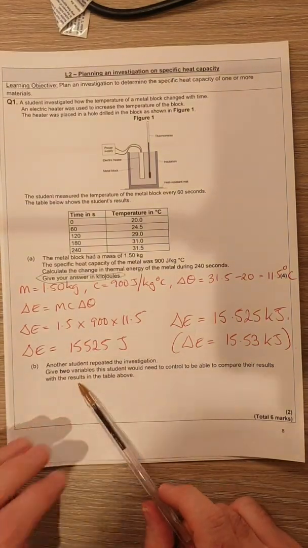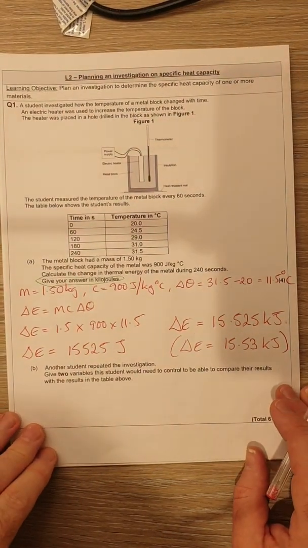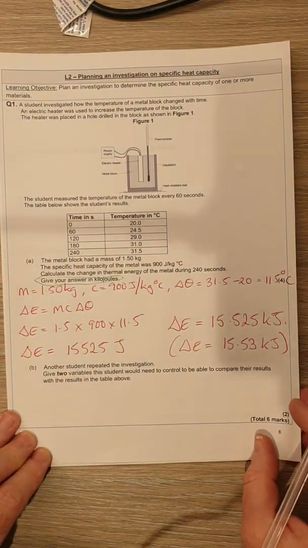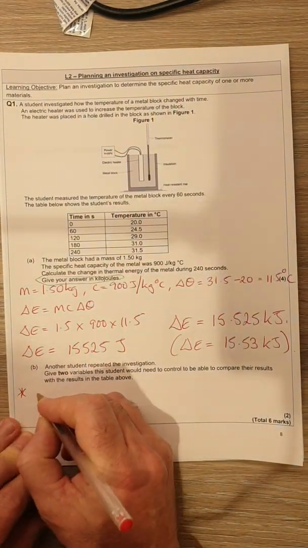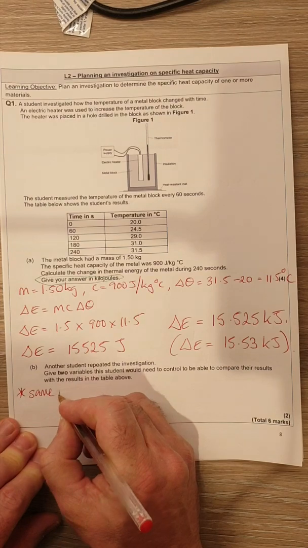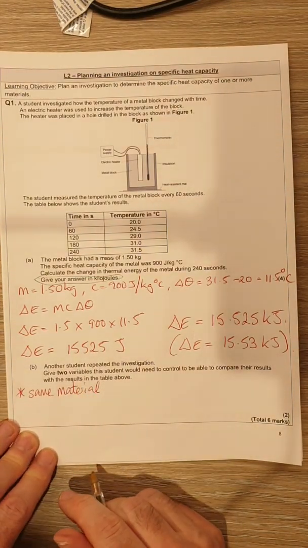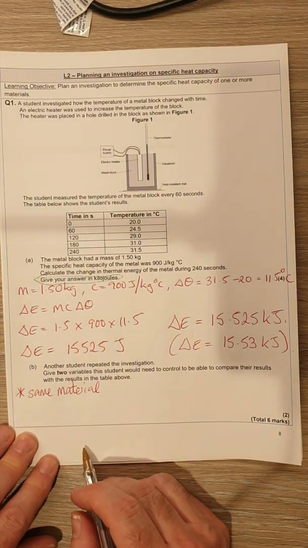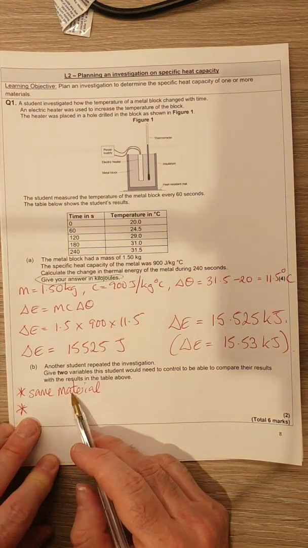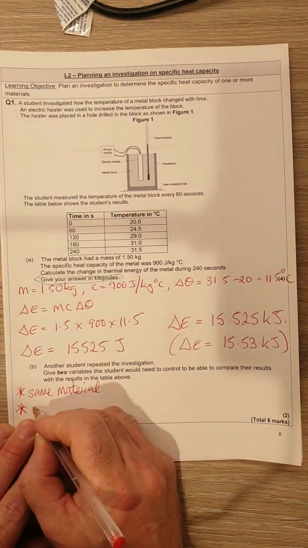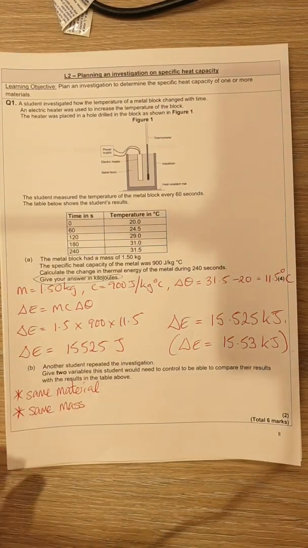The second part, we're asked to talk about control variables, things that the students would need to keep the same if they redid the experiment. Well, there's some obvious ones they need to keep the same. We're talking about specific heat capacity. So a really obvious thing that we need to keep the same is we need to have the same material, because the specific heat capacity changes if we're using a different material. Also, we saw from lesson 1, the amount of energy that we have to put in will depend on the mass. So we need to have the same mass.